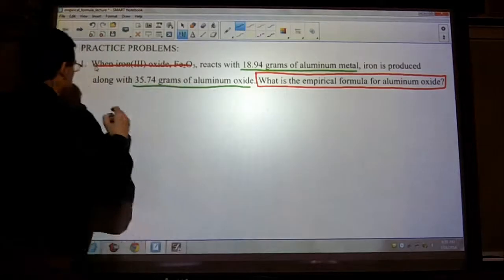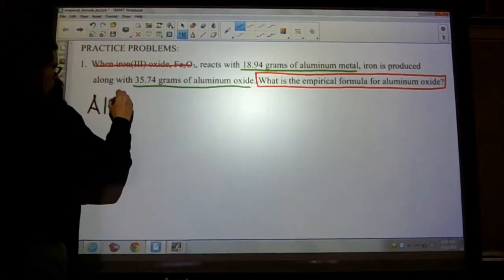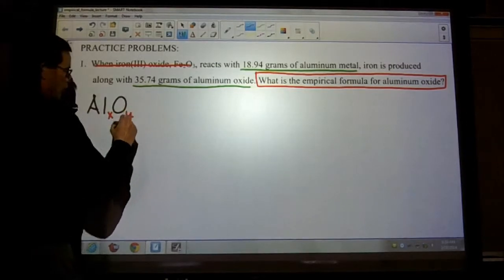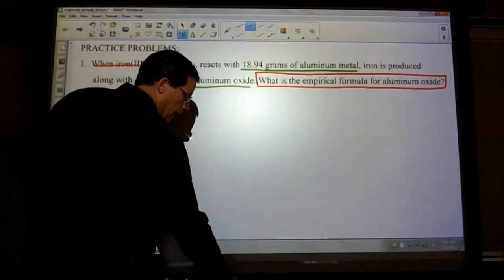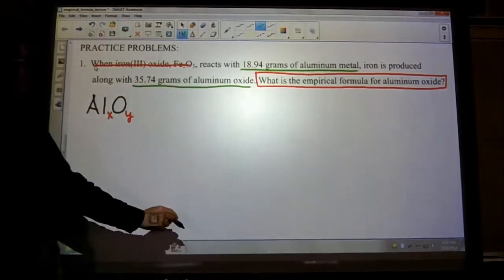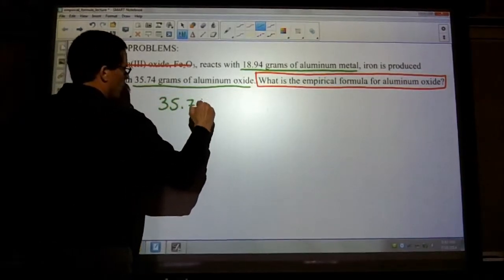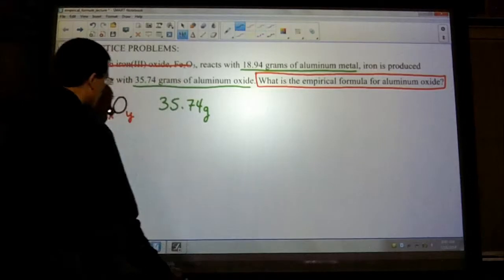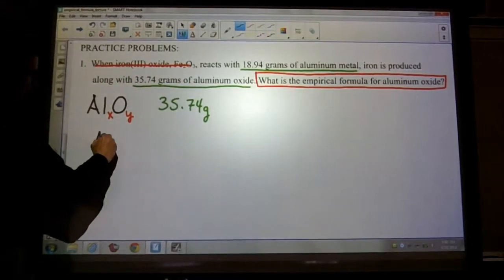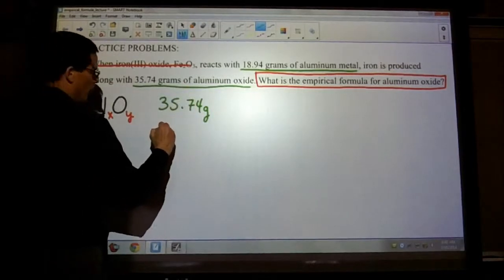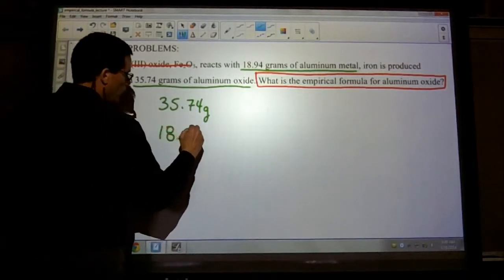So here's what we have. We have this aluminum oxygen compound, which we don't know the subscripts for. And it has a mass of 35.74 grams. Okay. Also, we have information about aluminum metal, and it says that it has a mass of 18.94 grams.